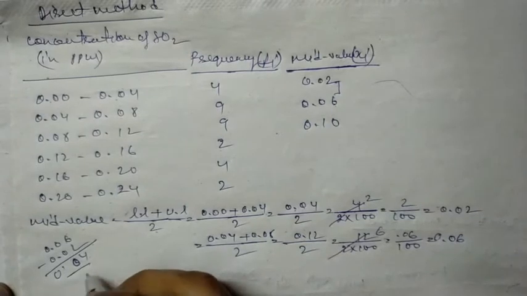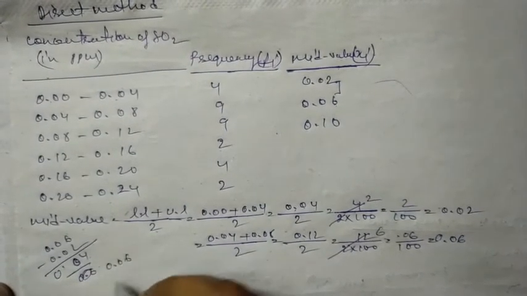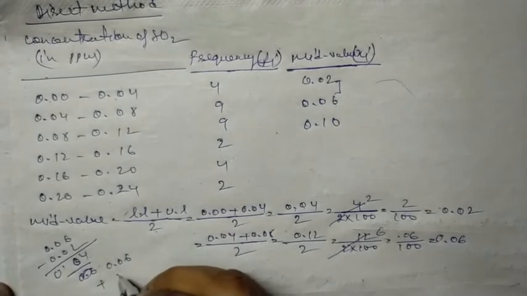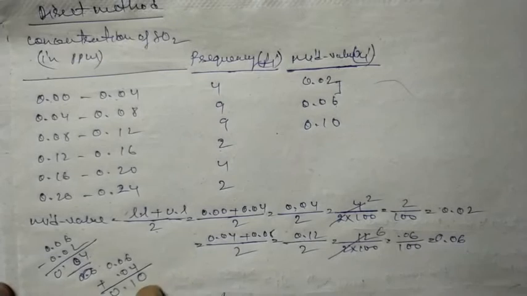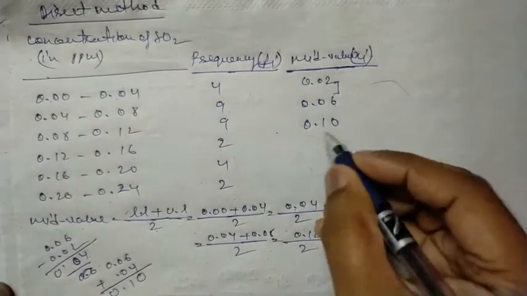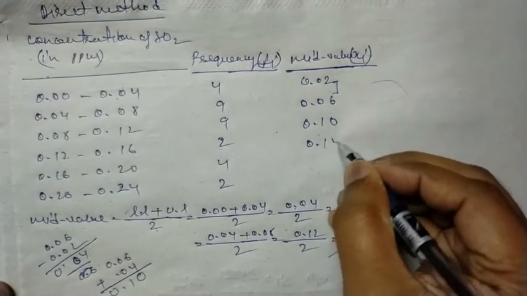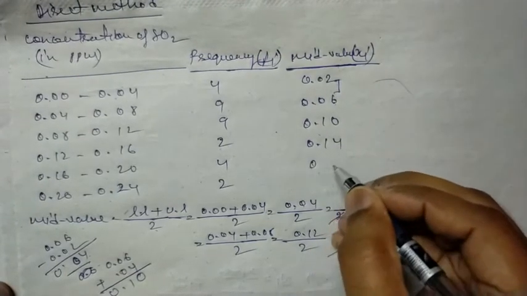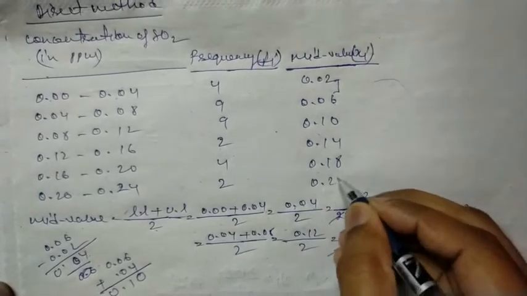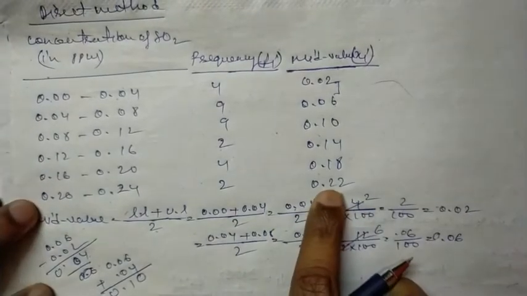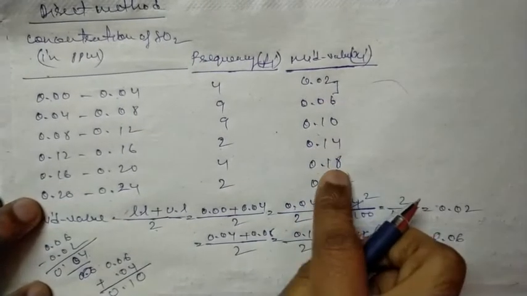So if I add 0.04 to 0.06, what will we get here? 0.10. Then if I add again 0.04 we get 0.14, if I add again 0.04, 0.18, then 0.22. So we got the mid values. If you calculate, you will get these values. Okay, we have got the mid values.